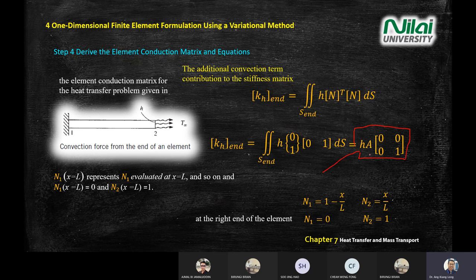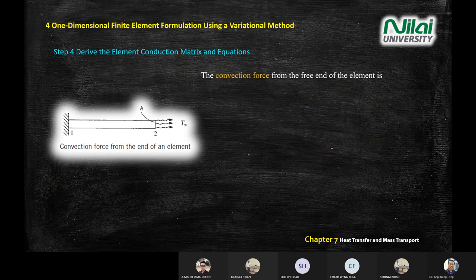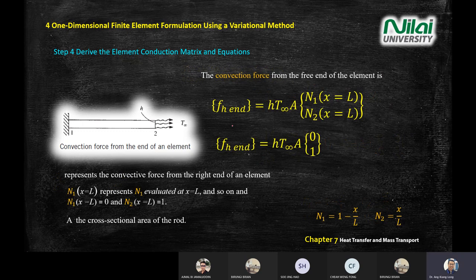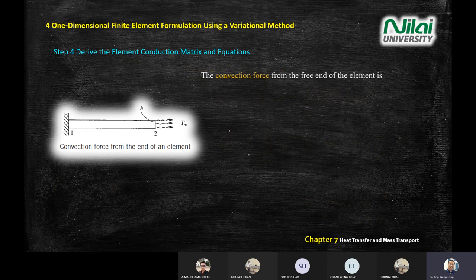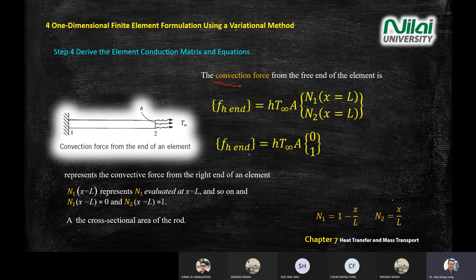H value will be given. A, again, is the area of the pipe or the area contacted by the fluid itself. It can be a lot of different kinds of shape. The common ones are a square and a circle. So, this is a KHN.